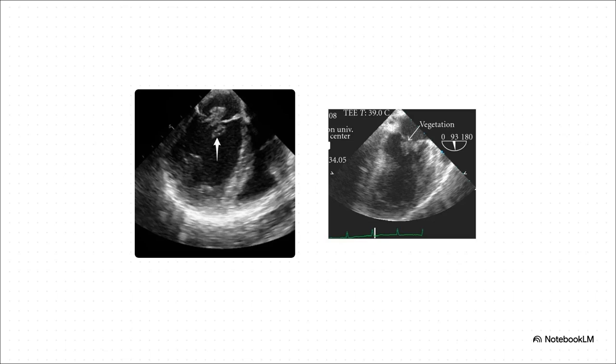You've got 2 main types. First is the transthoracic echo, the TTE. This is the quick, non-invasive one you do on the chest wall. It's like peeking through a window of a house from the outside. You can get a decent idea of what's going on.